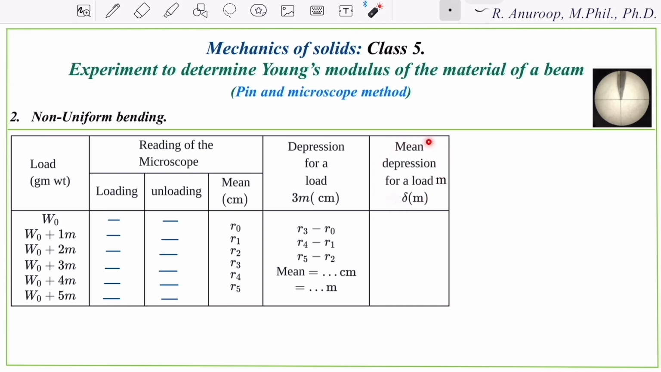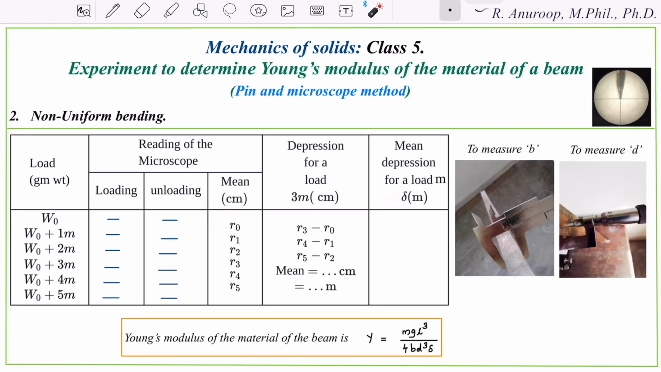We want the depression for a load M. How much the middle point deflects for a mass M. To get delta, divide the values that we obtained in the previous column by 3. That is, depression for a load 3M divided by 3 gives depression for a load M, delta.